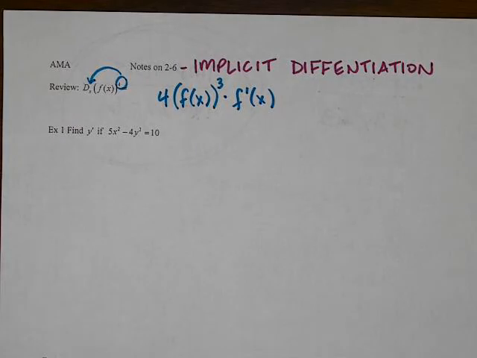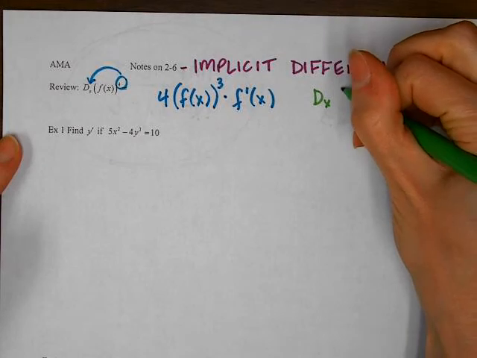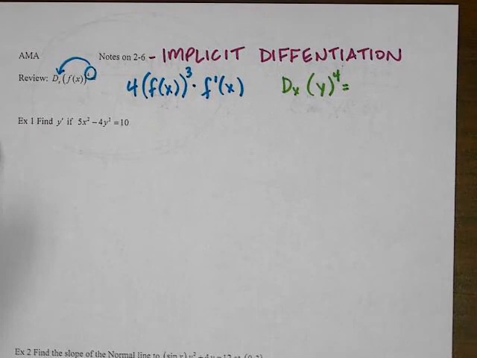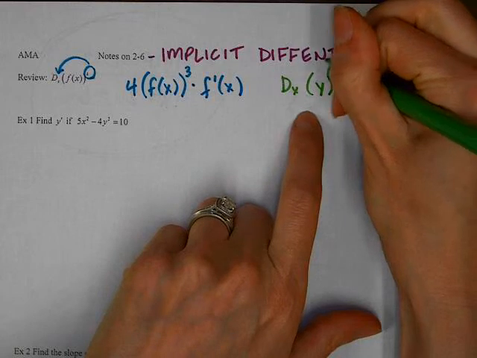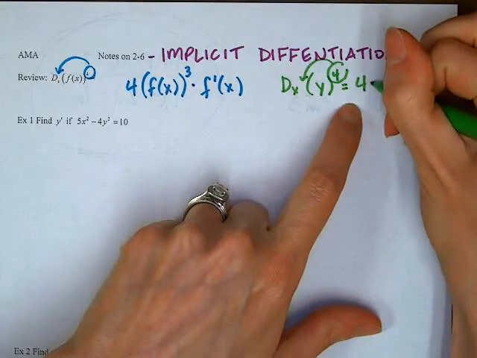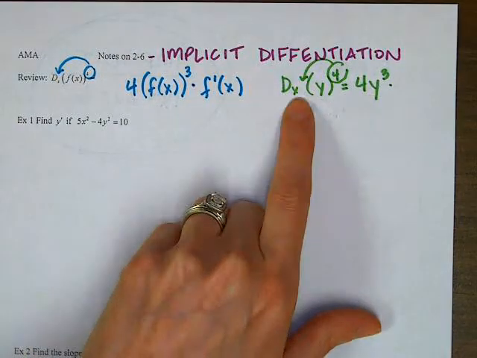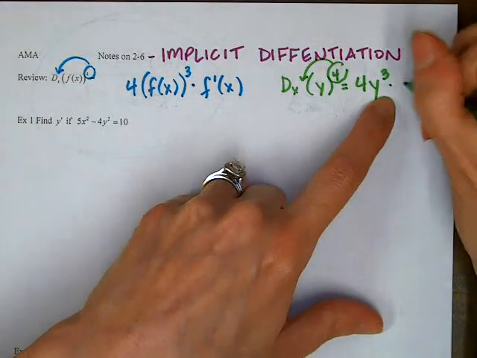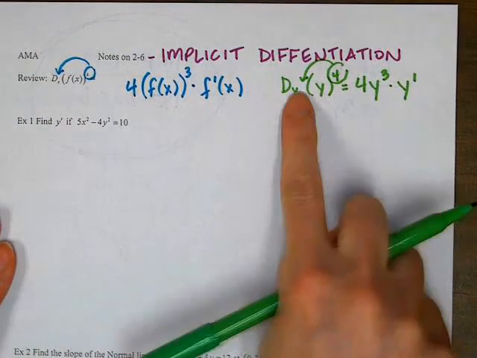Okay, let's do it where we call f of x y. So what if I asked you guys to find the derivative of y to the fourth power? Let's do the exact same thing. So the 4 is going to drop down in front, and it's going to be 4 times y cubed, but then because y is a function of x, we then have to find the derivative of y in terms of x. Okay, so then we'd have to find y prime. So same thing, f of x is just y.